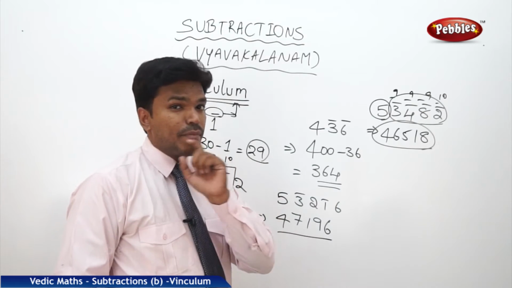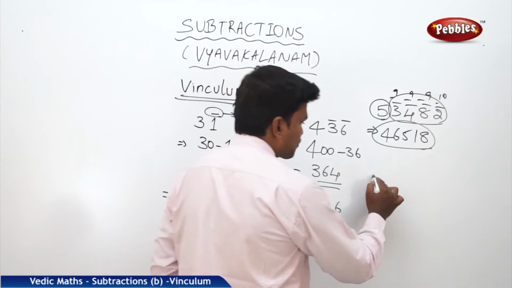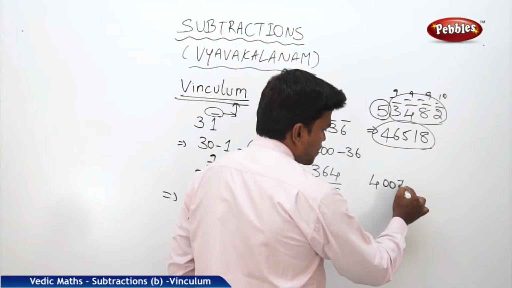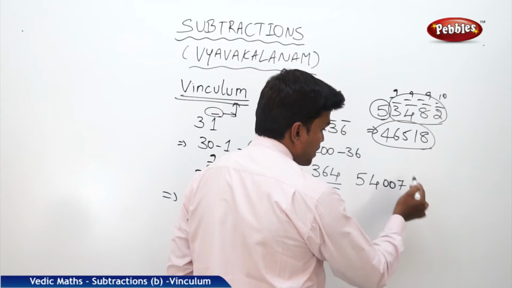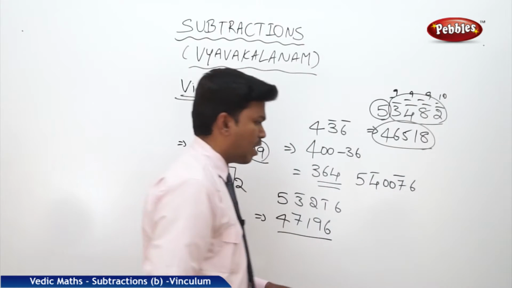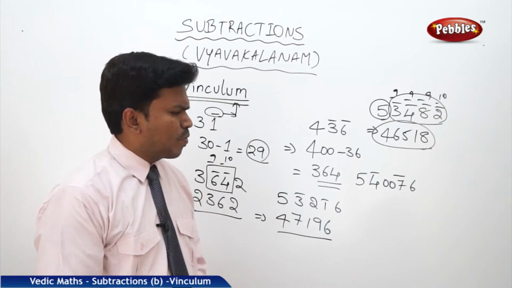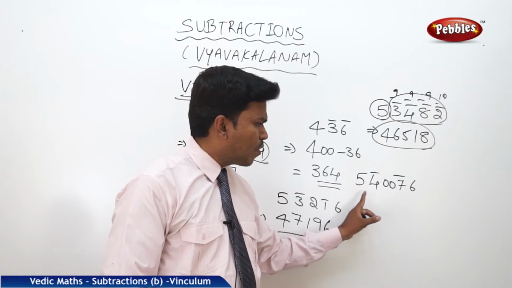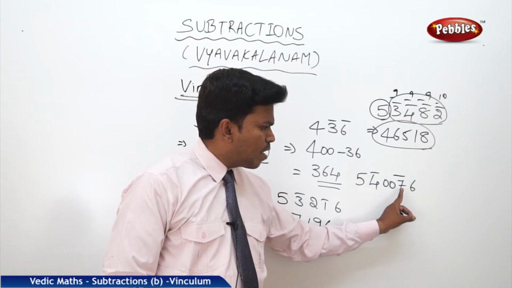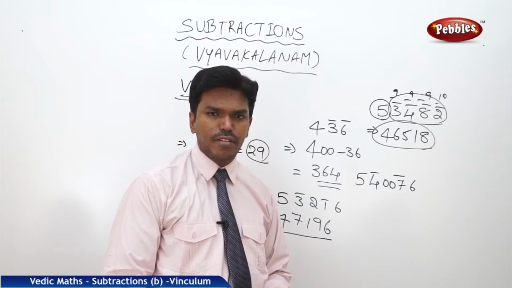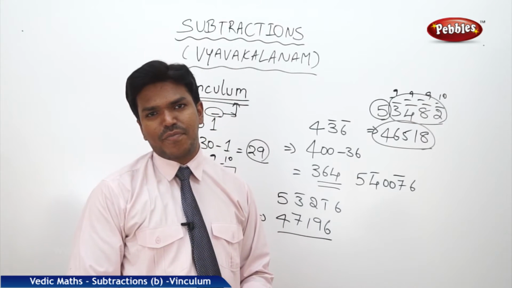And finally, one example I will tell you. Suppose 540076, with 4 bar and 7 bar. So now what will you think? So the answer is 460036. Is it the answer you got? But it is actually wrong.